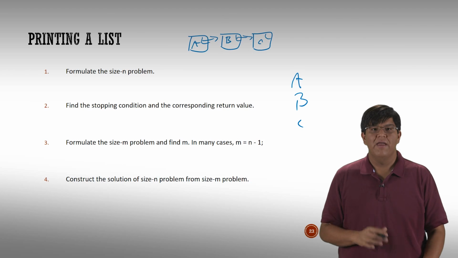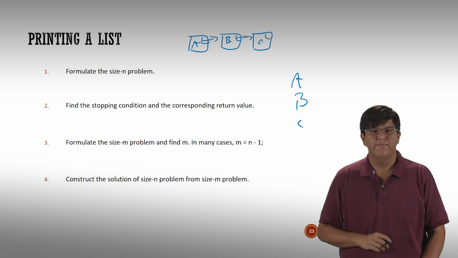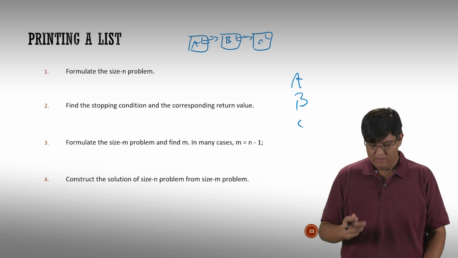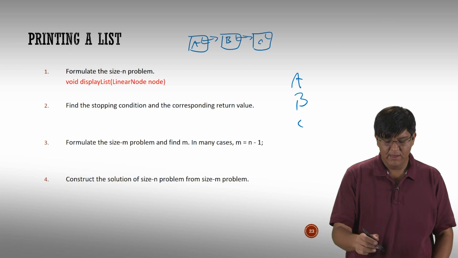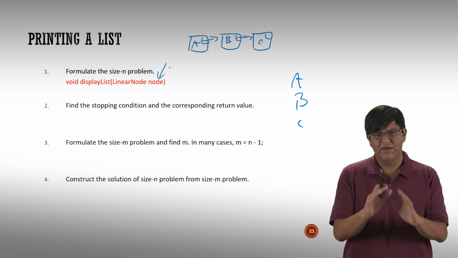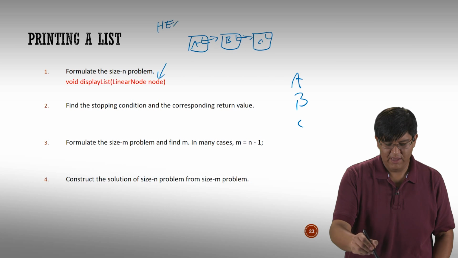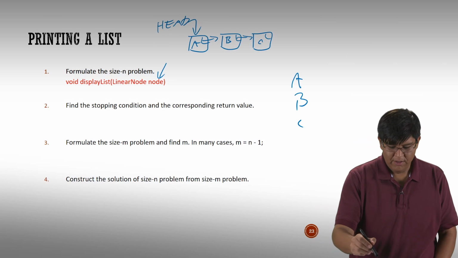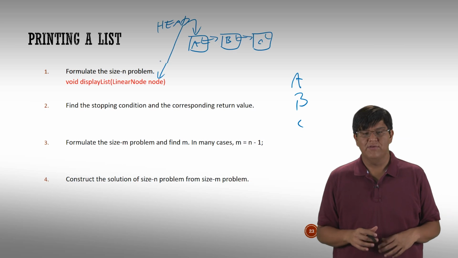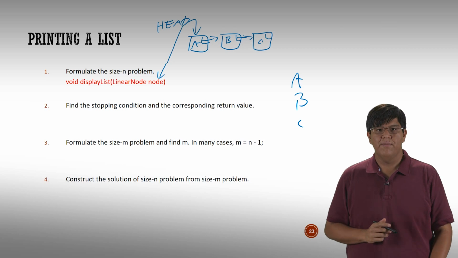All right, so number one, formulate the size n problem. What is the whole size problem in this situation? The whole size problem is to print out the entire list. So I can imagine I have this one function called display list, and it takes in a head node. Normally for a list you have something like a head, so you're starting over here, and that head ends up being what gets passed in. I'm going to start at the head of the list and display the entire thing. So that's our full-size problem.